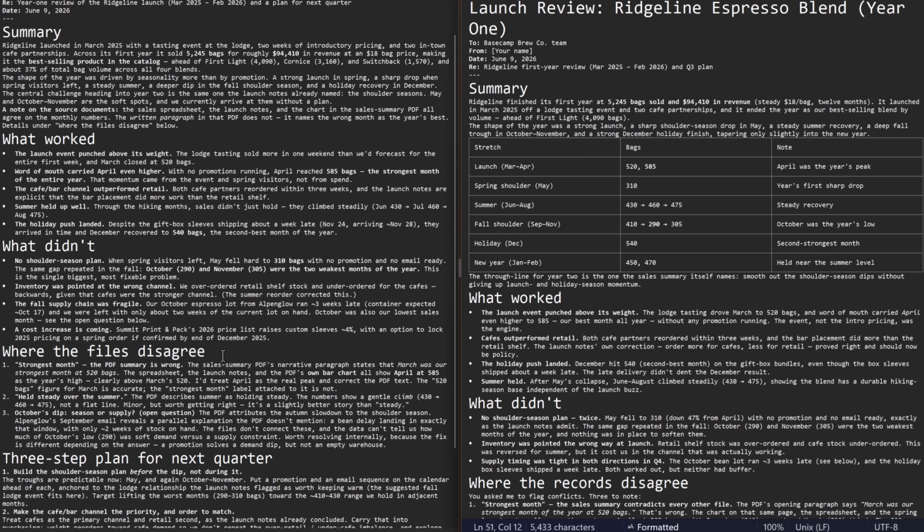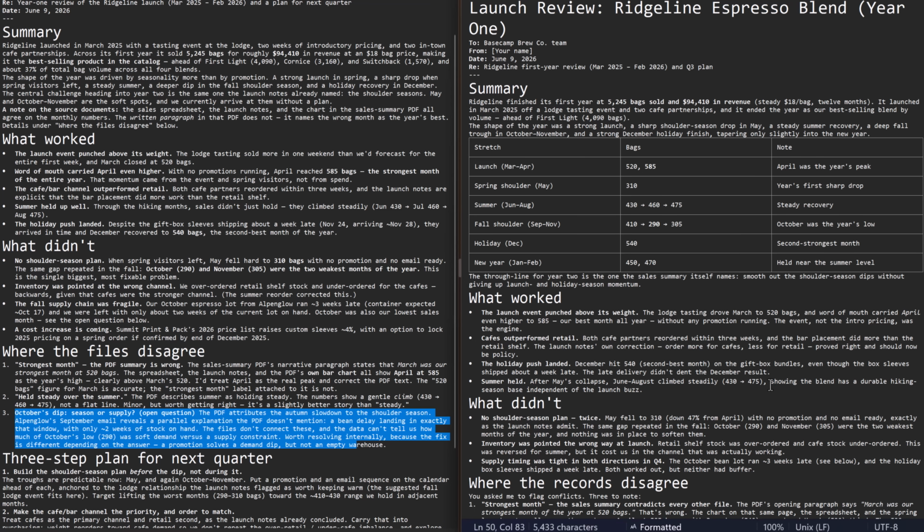And the big one, it read the supplier email, saw the beans ran 3 weeks late with 2 weeks of stock on hand, and asked whether October's low was a demand or a supply problem. That's right down here. Now, that's the sharpest sentence in either memo, and it came from the cheaper model.